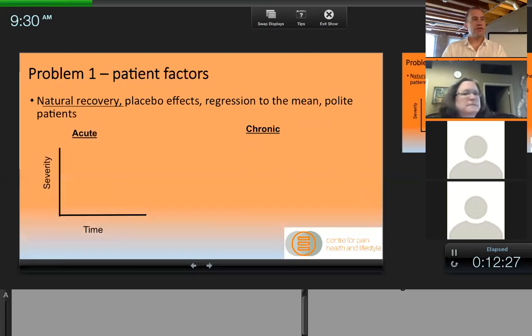Oftentimes we'll see patients who are in acute stage, something very nasty has happened to them. People who are acute get better, okay? A couple of days, a couple of weeks after you have something painful happen to you, 9 times out of 10, things are better, regardless of what happens. And when do you see those people? You see them when things are really bad.